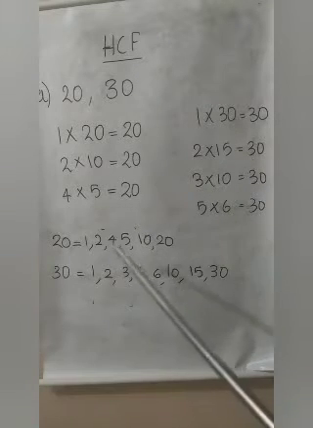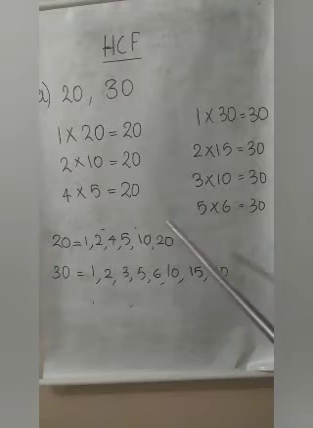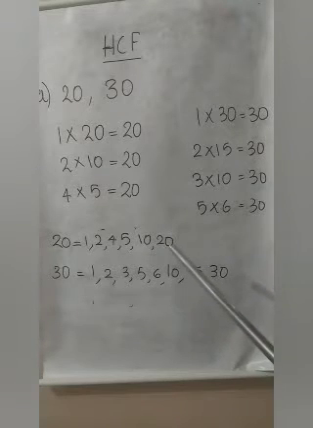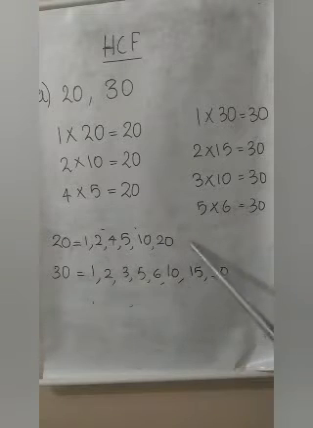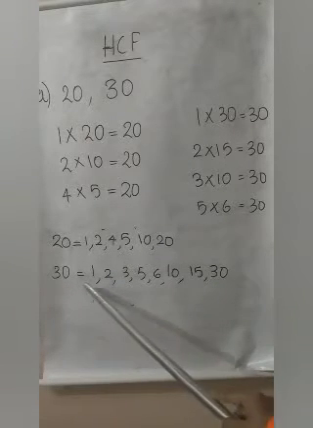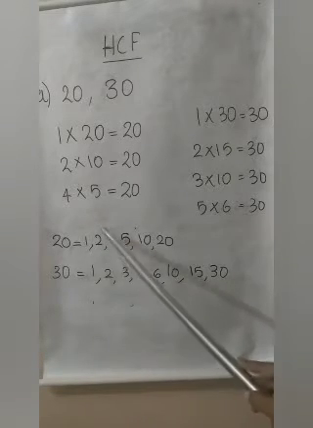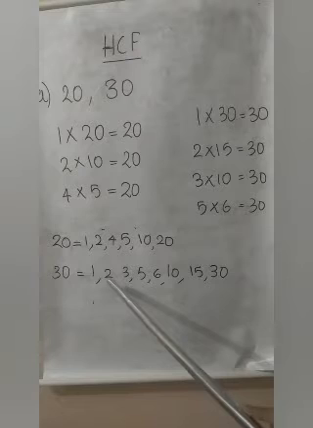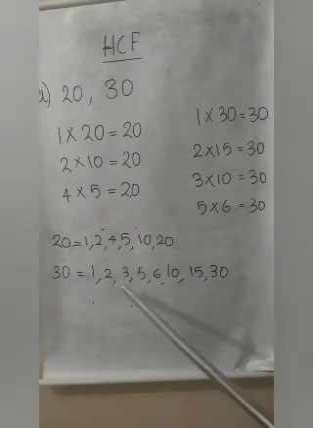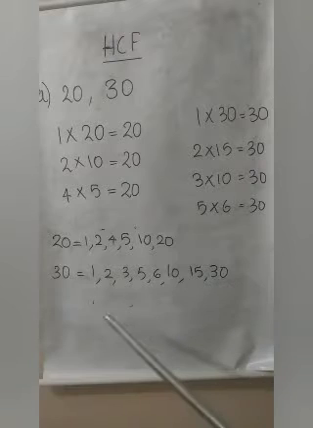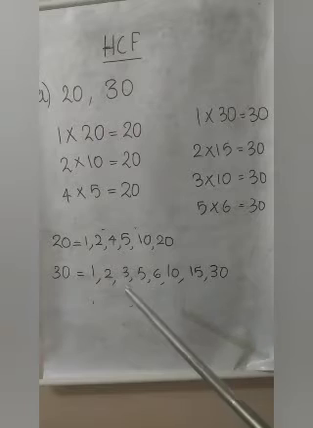Now, from the list of factors, compare the two given lists and see how many common factors are there. Here, in 20 we have 1. Also, in 30 we have 1. So, 1 is a common factor. Again, here we have 2. Here also we have 2. So, 2 is a common factor. Here we have 4, but here we don't have a 4. So, we cannot include 4 in common factors. So 4 is not included.